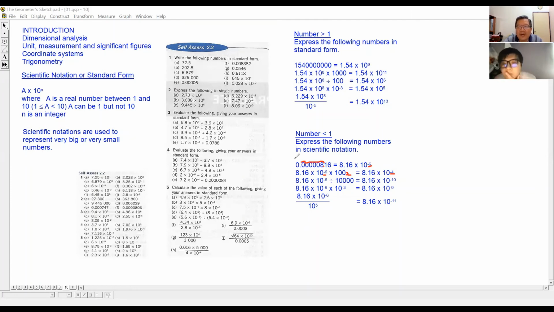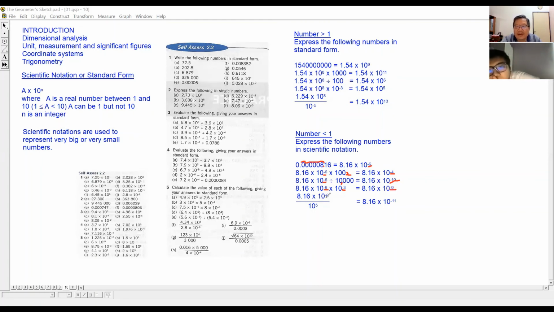Okay. Now I have 8.16 times 10 to the power negative 6. Now is divide. So you minus 4. Correct. Minus 4. Very good. Now your brain is working very fast. So minus 6 minus 4 becomes minus 10. Negative 10. Then now we have negative 6 multiply with 10 to the power negative 3. So it's negative 6 plus negative 3. So it's negative 9.